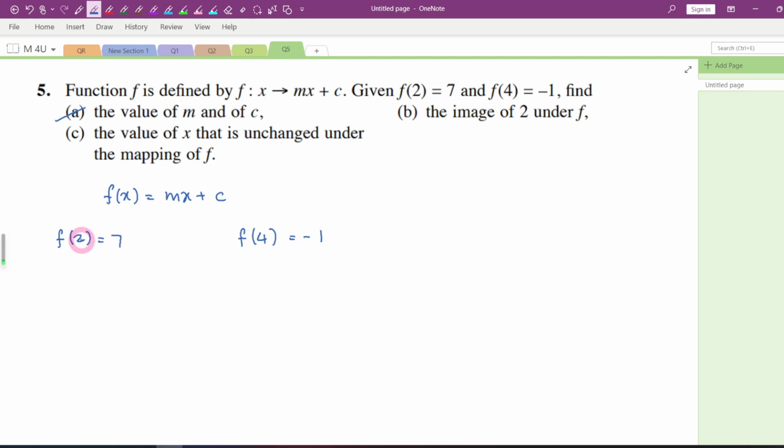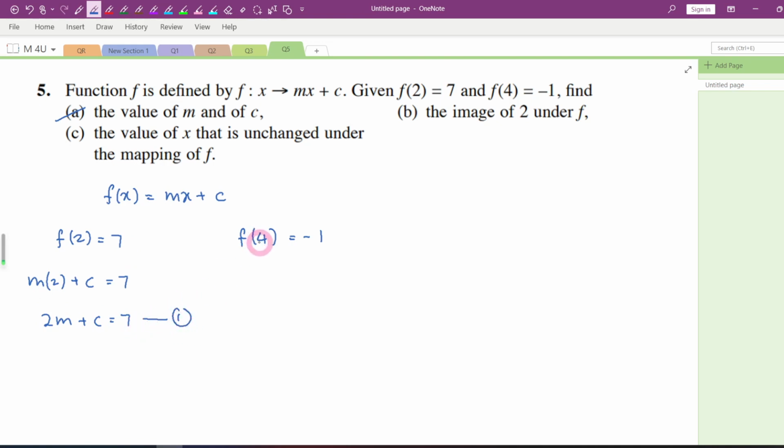When x is equal to 2, f of 2, I'm going to replace the x with 2. M times 2 plus c is equal to 7. When this is 2, this will be 2 as well, right? So it will become 2m plus c is equal to 7. Now we have successfully formed the first equation.